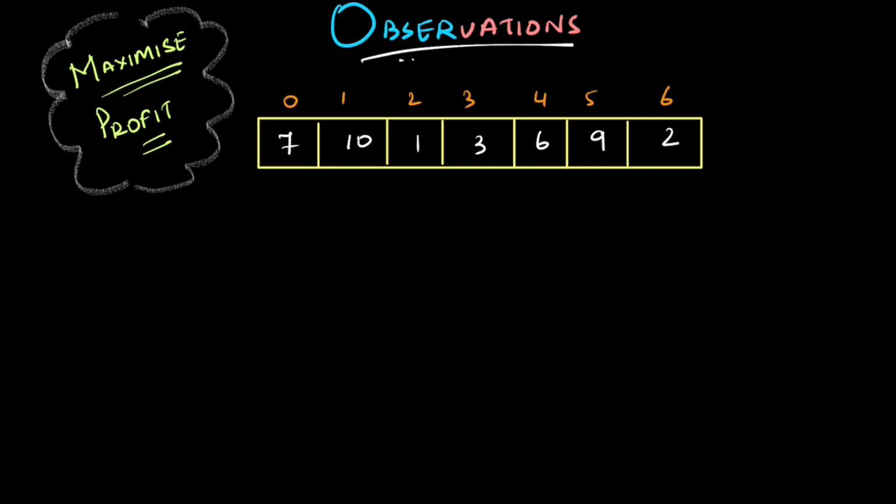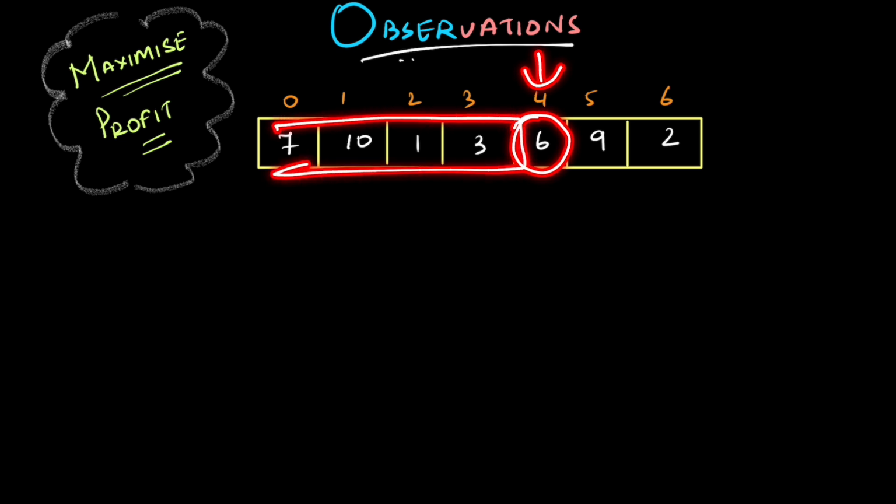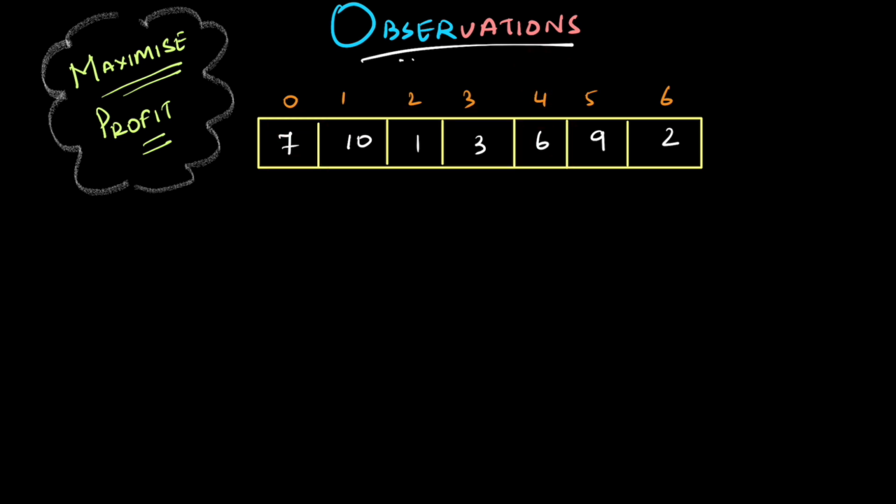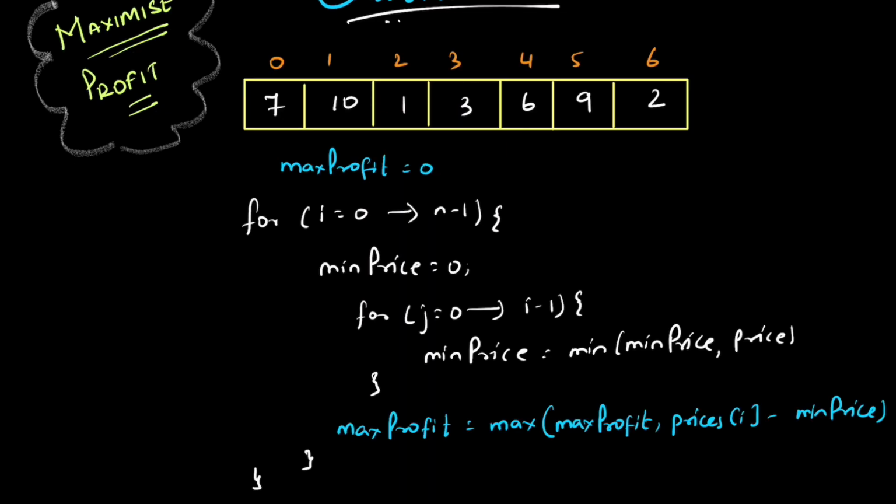So for this, what is the brute force thing that you can do? You can keep your pointer here to keep track of the price that you are selling at, and from the past find the minimum element, and whichever minimum element that you find from this segment, just subtract it from here, then you'll get your maximum profit. So this is how our brute force approach looks.